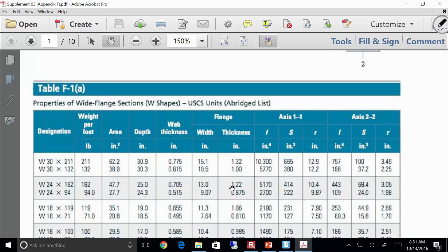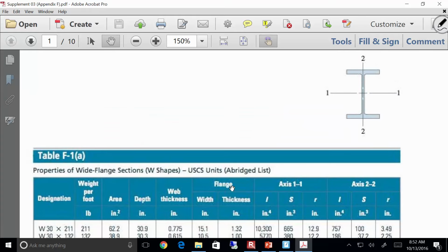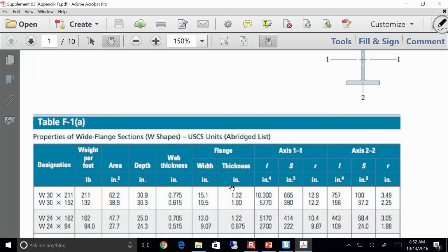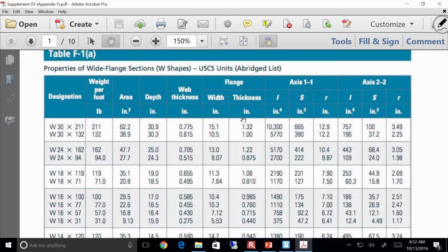Now, does everybody know what I mean when I say the difference between the flange and the web? The web is the center portion of your I shape, and the web is primarily the component that resists shear in most major axis bending cases. These two components are the flanges. So that's just a little bit of terminology so everybody knows what's going on. Make sense? If you're dealing with an angle, like an L shape, we just call those legs, the legs of the angle.